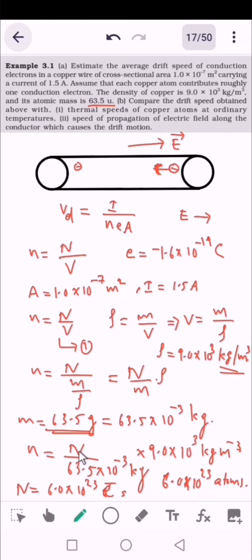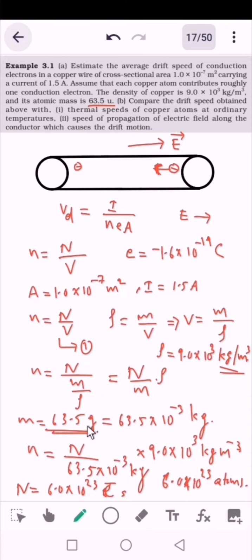So how can we calculate the number of charge carriers? As we know, in the question it is said that each copper atom contributes roughly one electron, one conduction electron. So there is only one valence electron, as you can say, a conduction electron, that can be utilized for conduction purpose. So 63.5 gram of copper contains how many atoms? This is expressed in gram atomic mass.